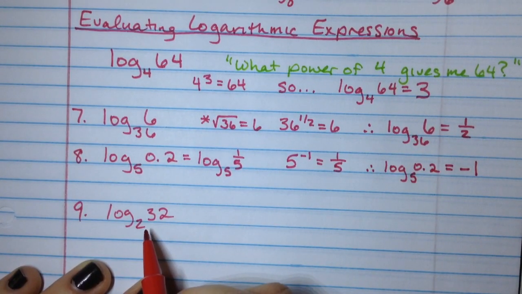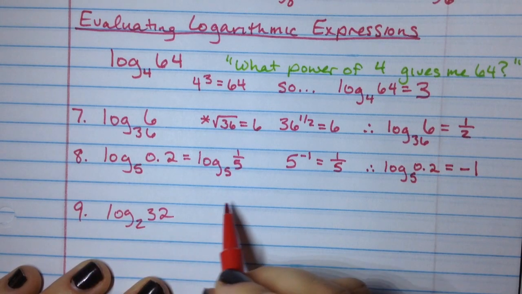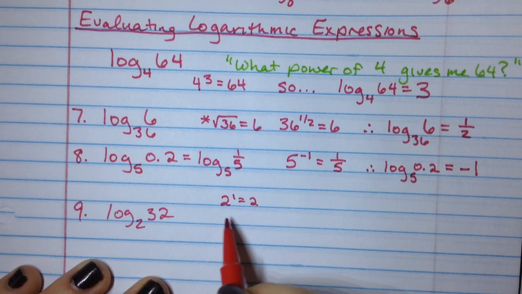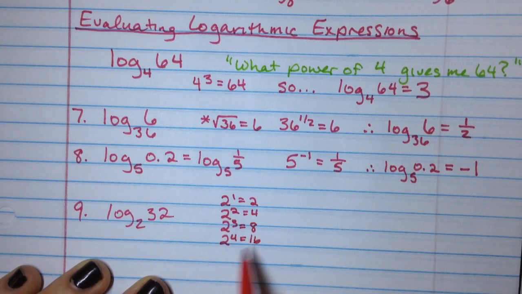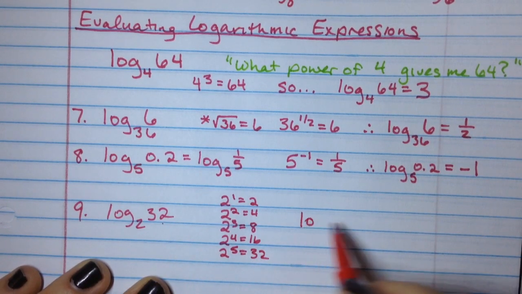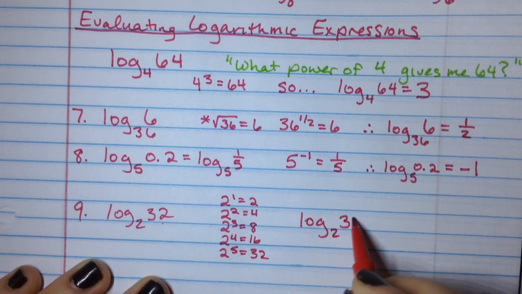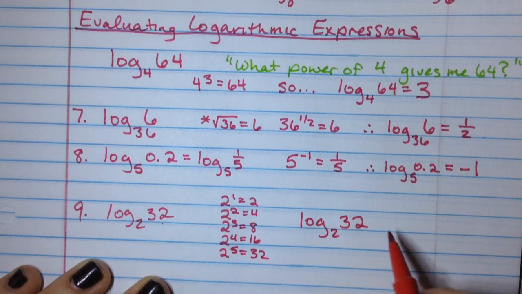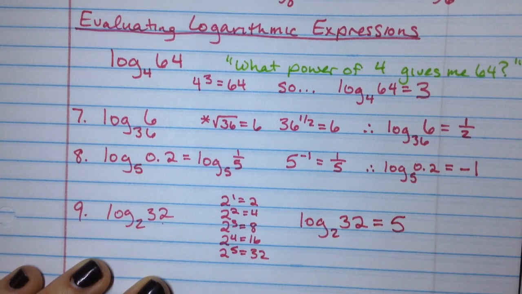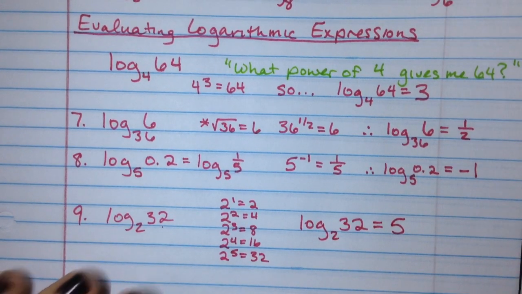This one, I want to know what power of 2 will get me to 32. So I test out my 2's. 2 to the first power, that's 2. 2 to the second power, that's 4. 2 to the third, 8. 2 to the fourth, 16. 2 to the fifth, 16 times 2 is 32. Bingo! So what power of 2 got me 32? I hope you say 5, because that's right. So we would say that the log base 2 of 32 is equal to 5.